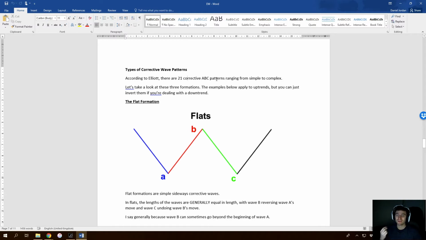And these range from very simple to very complex. In my Elliott Wave books, for example, there are hundreds of pages covering these 21 corrective wave patterns. So in this video, my aim is to really break down everything that I've read from my books into a video series, because if you're like me, I learn a lot better from video material than studying from a book.